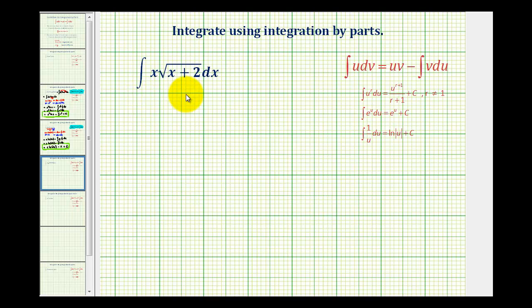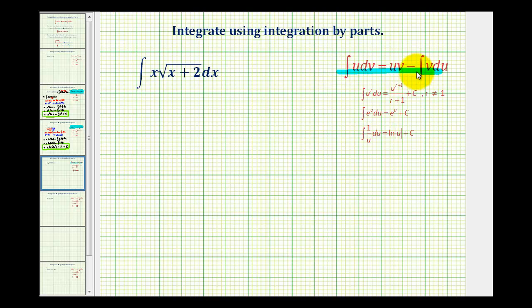We want to determine the antiderivative, or evaluate the indefinite integral, using integration by parts. Now this problem is actually a little bit unique because it can be done using some fancy u substitution, which I believe I did show in a previous video, but I also want to show how to use integration by parts to evaluate this indefinite integral.